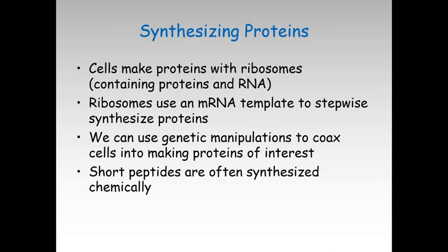How are proteins synthesized? Cells make proteins with ribosomes. Ribosomes are the essential part of a cell which makes proteins, and in doing so, they use an mRNA template to synthesize proteins in a stepwise manner. We as scientists can make use of synthetic biology techniques and genetically manipulate cells into making proteins of our choice. Short peptides, however, are often synthesized chemically.